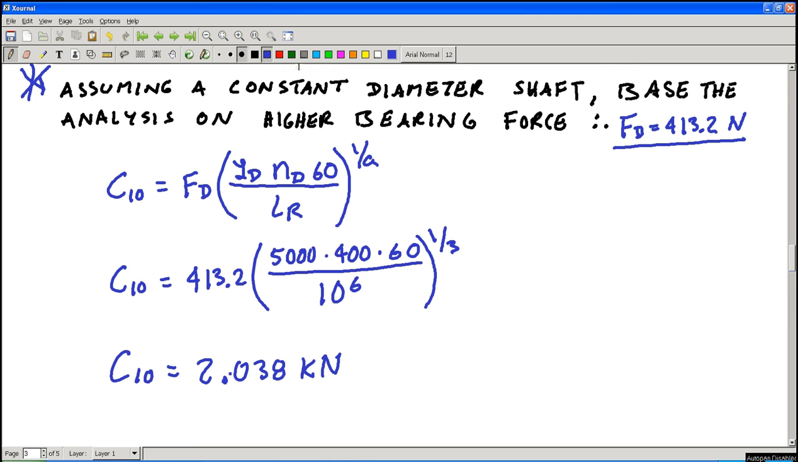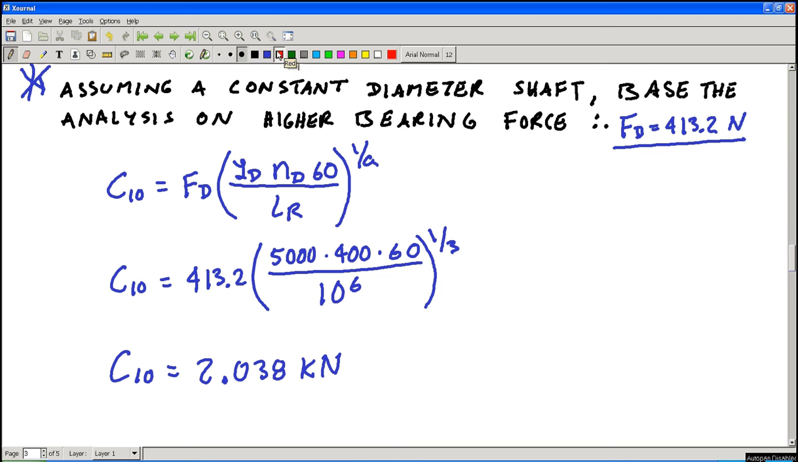I don't have the catalog to pull up right here, but if you look at table 11.2 in Shigley, you'll see that that is below the C10 rating of the smallest bearing in that table, which means that according to these specifications, literally any bearing in that table would actually work. And that's according to the life requirement of the bearing.